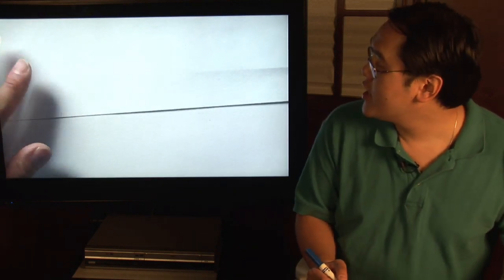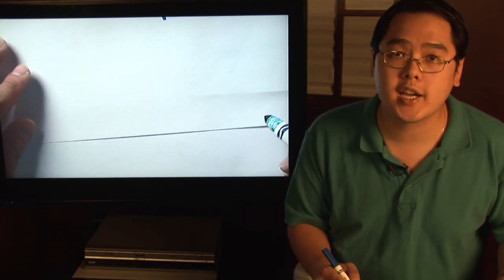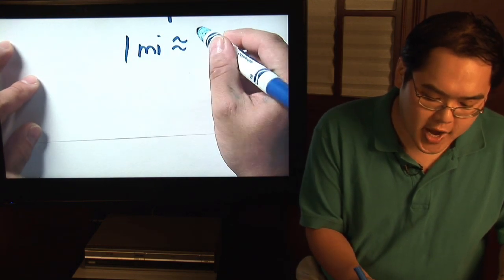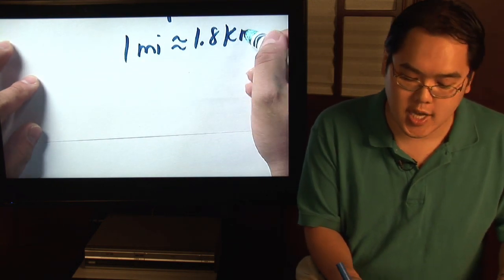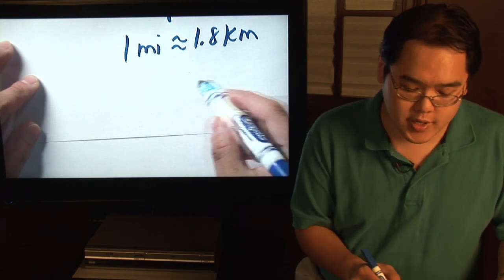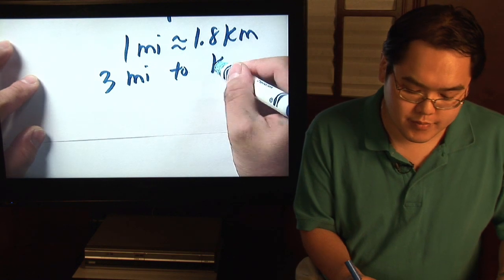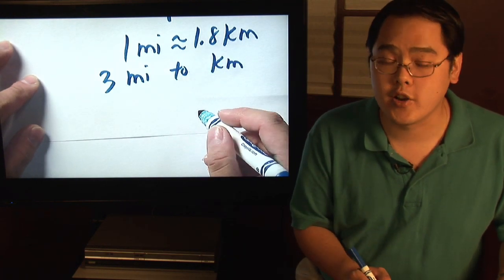Now another conversion that we'll talk about today is the difference between miles and kilometers. Now, 1 mile is approximately equal to 1.8 kilometers. Now, suppose you want to convert 3 miles to kilometers. Again, like the previous example, here's how you do it.